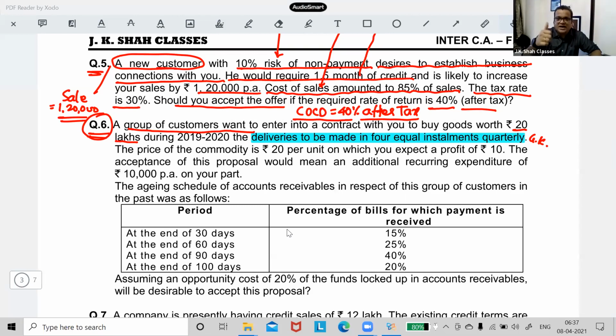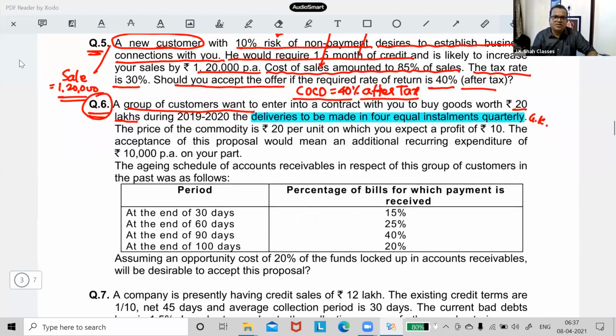What is the impact of this statement on our solution? Zero. Understood, all people, right? Okay.